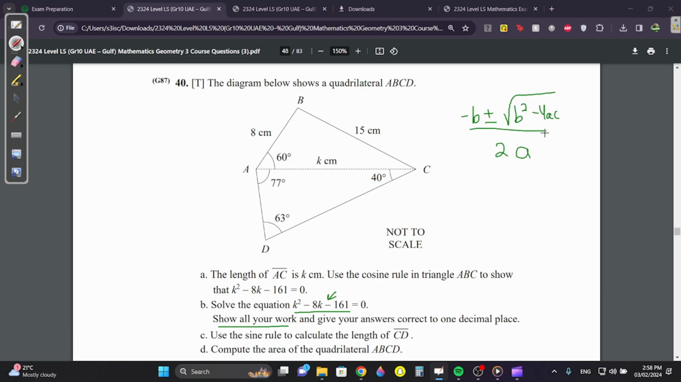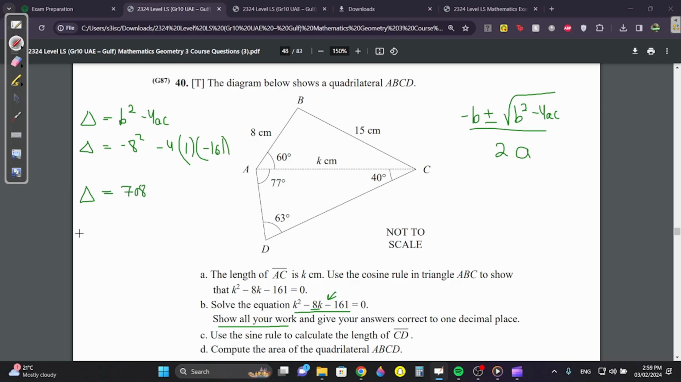How do you solve quadratic equations? The easiest way is always to find your discriminant. They call it delta, or the triangle, and I call it delta. Discriminant delta, which is b squared minus 4ac. This is the easiest way for solving quadratics. Always find your discriminant first. B squared is minus 8 squared minus 4 times a, which is 1, times c, which is minus 161. Put this on a calculator, you get 64 minus 4 times minus 161, which is 708. So delta equals 708.